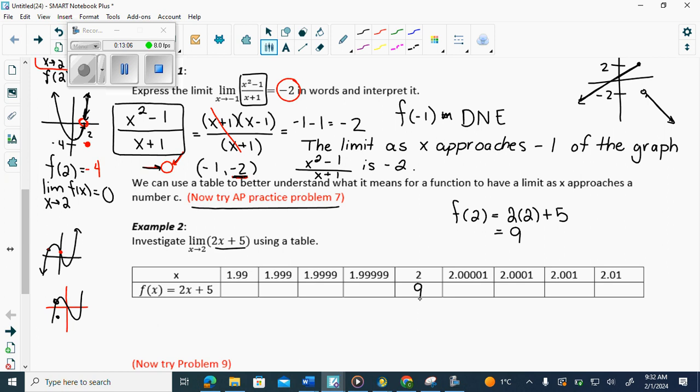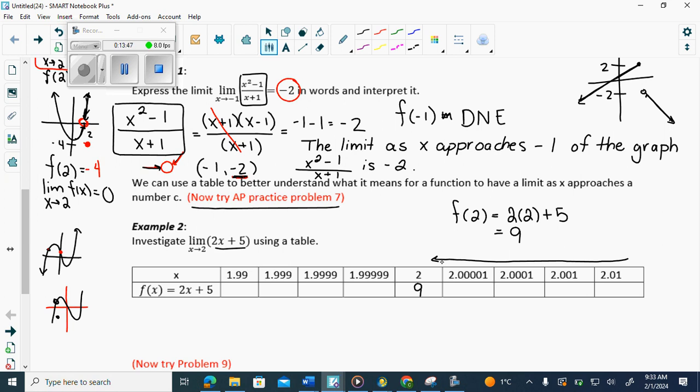Now we need the answers for these ones. Why do you think I picked 1.9, 1.99, 1.999, 1.9999? From which way? From the left. 1.999 is extremely close to 2, but not 2. What about 2.0001? As I go this way, I'm approaching 2 from the right, getting really, really close, but not touching it, correct? How do I get the values there? Well, I type 2x plus 5 into my calculator, and then I do second trace value, and I can type them in. So we're all practicing it.